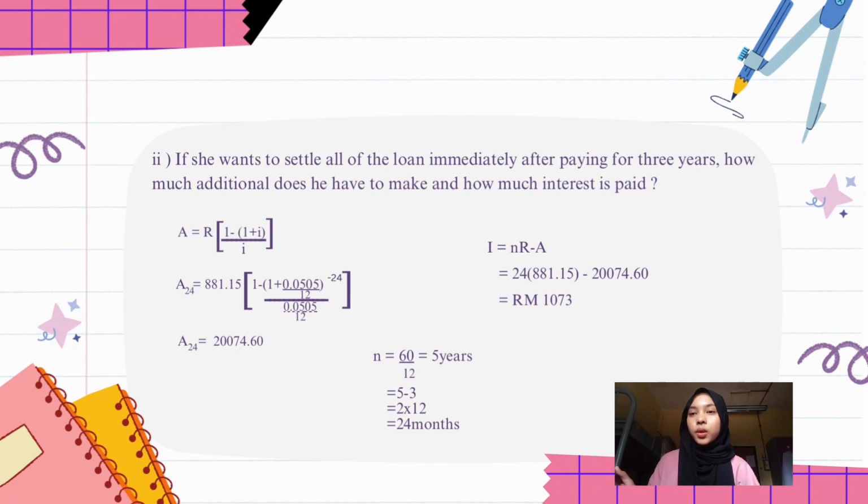Next, we use the formula A equal R multiply 1 minus 1 plus i power negative n over i. So we have A24 equal to 881.15 multiply 1 minus 1 plus 0.0505 over 12 power negative 24 over 0.0505 over 12. Then we got A24 equal to RM 20,074.60. That's the additional amount she has to pay. Then, to find the interest, we use the formula I equal to nR minus A. So we have 24 times 881.15 minus 20,074.60 equal to 1,073. So the interest paid is RM 1,073.